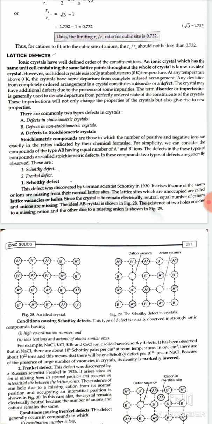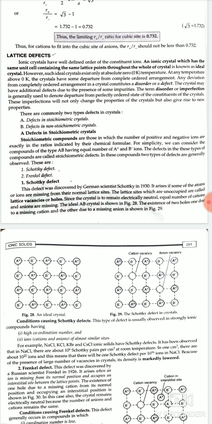Now A, defects in stoichiometric crystals. Stoichiometric compounds are those in which the number of positive and negative ions are exactly in the ratio indicated by their chemical formulae. For simplicity, we can consider compounds of the type AB having an equal number of A positive and B negative ions. The defects in these types of compounds are known as stoichiometric defects. In these compounds, two types of defects are generally observed. These are Schottky defect and Frenkel defect. First, what is Schottky defect?